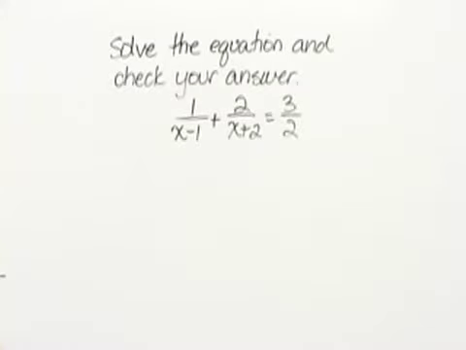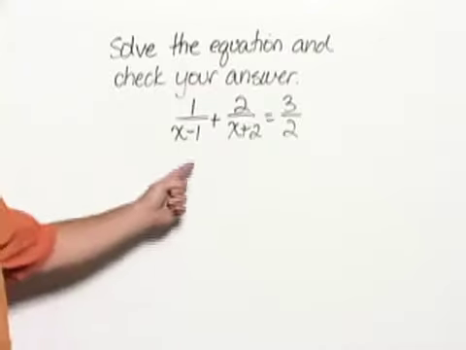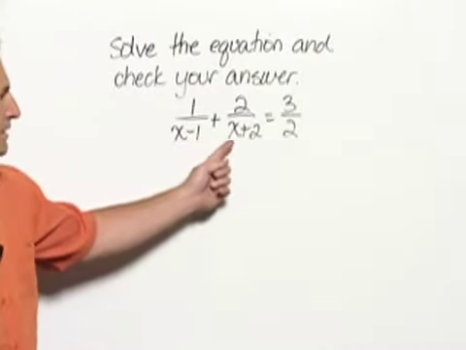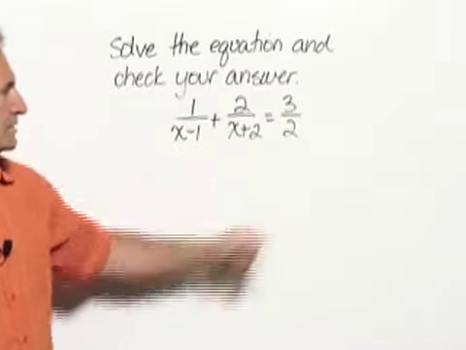Solve the equation and check your answer. 1 over x minus 1 plus 2 over x plus 2 equals 3/2. So what we need to do is figure out that the LCD is a combination of x minus 1 times x plus 2 times 2.